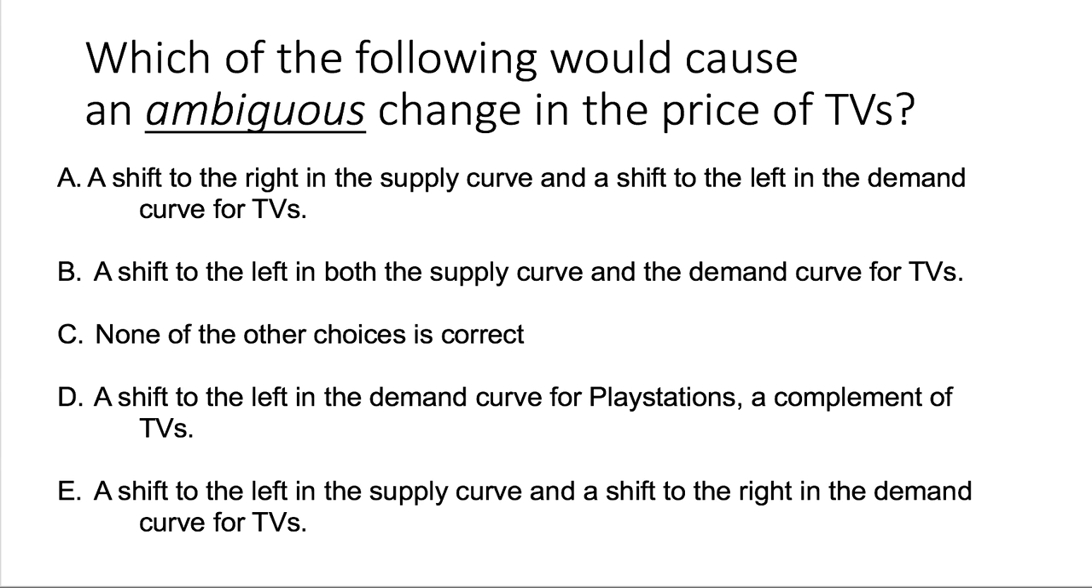Our answer options are A, a shift to the right in the supply curve and a shift to the left in the demand curve for TVs. B, a shift to the left in both the supply and demand curve for TVs. C, none of the other choices is correct. D, a shift to the left in the demand curve for PlayStations, a complement of TVs. Or E, a shift to the left in the supply curve and a shift to the right in the demand curve for TVs.